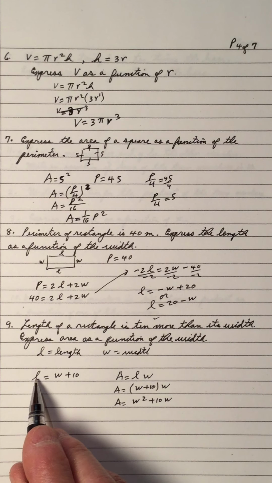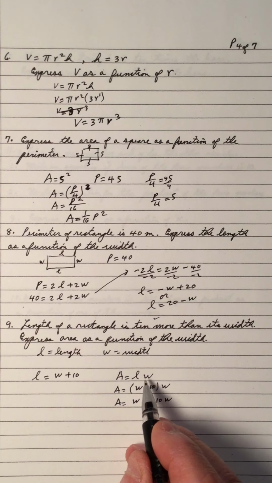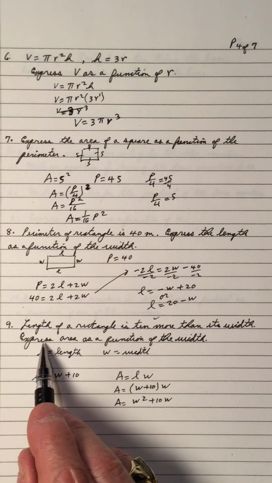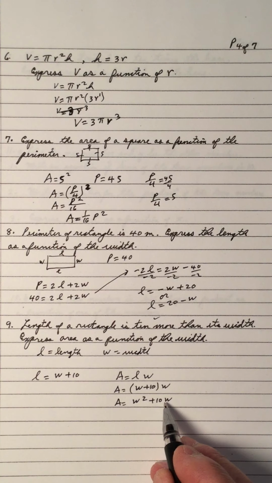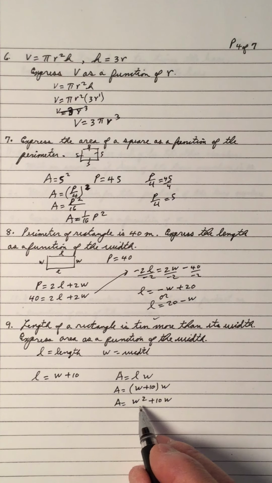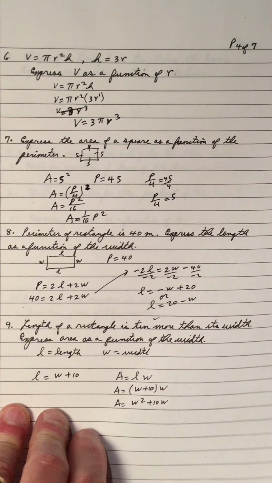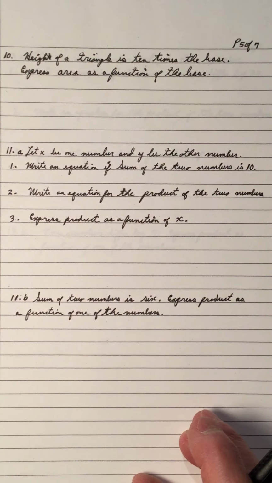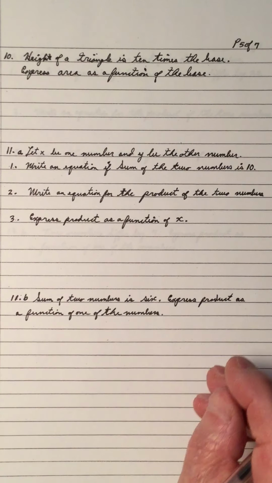And notice the length is a function of the width. Here the area is a function of the length and the width, but this expresses the area as a function of the width. So the area now is a function of the width. So area is W squared plus 10W. It just takes a while to get used to the terminology. Remember, whatever you want as a function of, you've got a left and a right side.